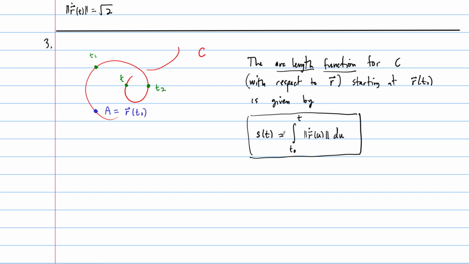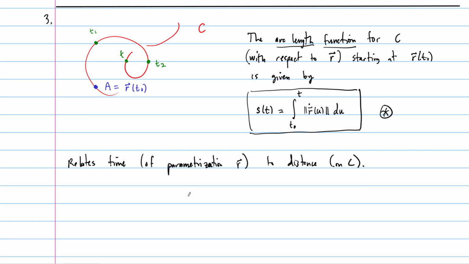And so this right here now relates time. It relates time and distance. So this function right here is extremely important. So again, like I said, it relates time of the parameterization r to distance on C. All right, so most important thing right here.